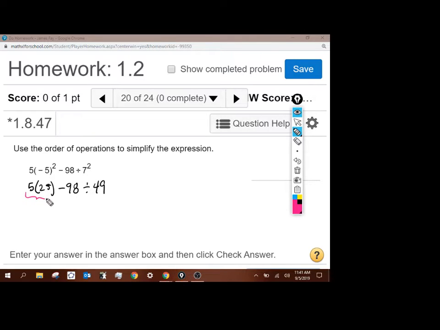I need to do this multiplication right here. So what's that going to give me? 125. Then minus 98, divided by 49. Order of operations, what do I do next? Yep. So we get to division, so we got to do that. What's that going to give me? Should be 2. Okay, so 98 divided by 49 is 2. And then I can do my subtraction, and we end up with 123.